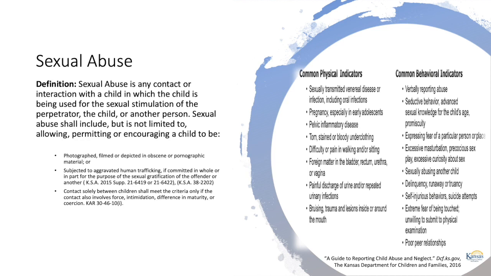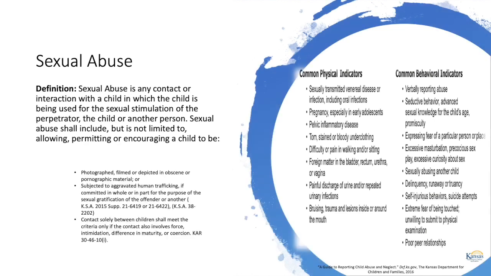Contact solely between children shall meet the criteria only if the contact also involves force, intimidation, difference in maturity, or coercion. It is important to note the physical symptoms listed above are not typically seen in young children and would be difficult to explain by any other cause than sexual abuse. Harm caused by sexual abuse is not always observable. Therefore, special attention should be paid to behavioral indicators.